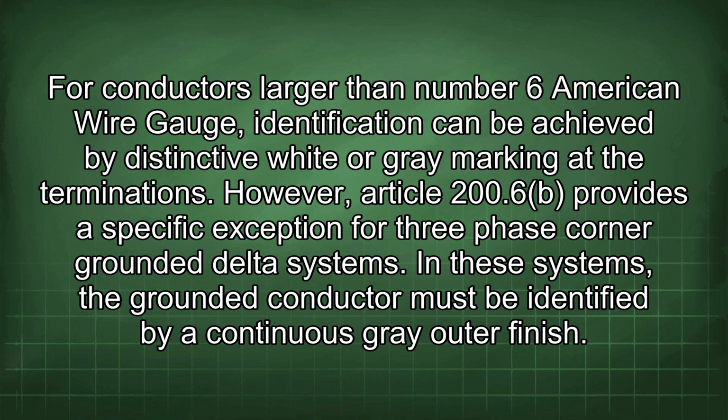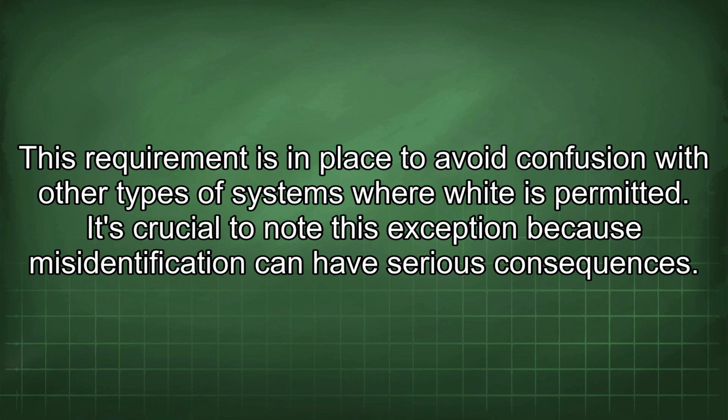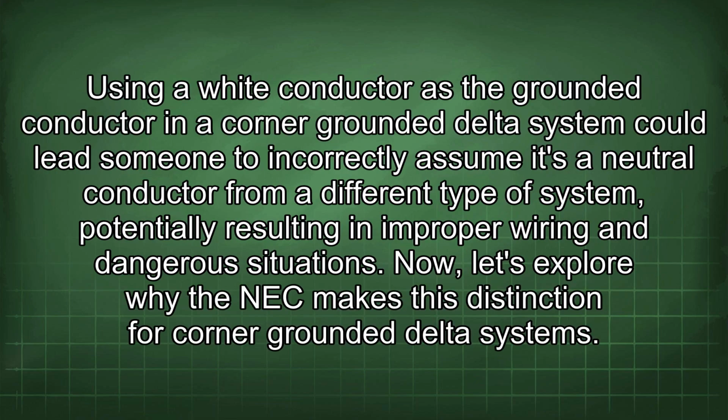However, Article 200.6 provides a specific exception for three-phase corner grounded delta systems. In these systems, the grounded conductor must be identified by a continuous gray outer finish. This requirement is in place to avoid confusion with other types of systems where white is permitted. It's crucial to note this exception because misidentification can have serious consequences. Using a white conductor as the grounded conductor in a corner grounded delta system could lead someone to incorrectly assume it's a neutral conductor from a different type of system, potentially resulting in improper wiring and dangerous situations.